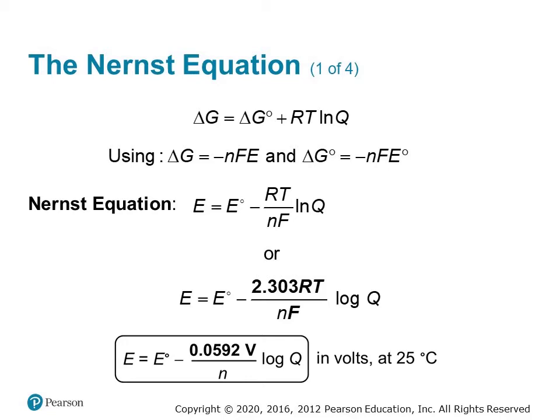The final version of this equation is circled at the bottom of the screen, where the cell potential under non-standard conditions is equal to the standard cell potential minus 0.0592 volts over n times log of Q, where we're using the base 10 log, and n is the number of moles of electrons transferred in the balanced reaction. This particular version of the equation assumes that the temperature is the standard 25 degrees C, which is pretty much universally the case for any example you'll see in this chapter.